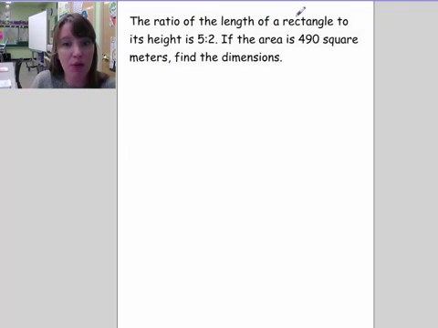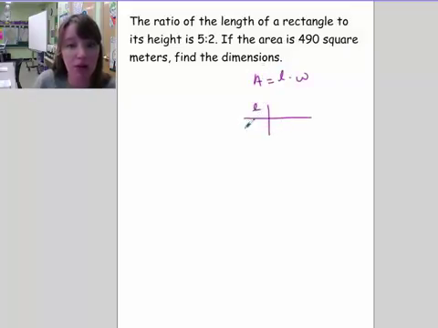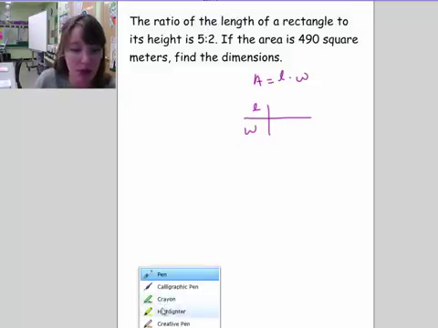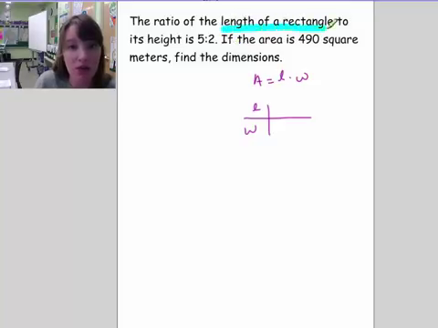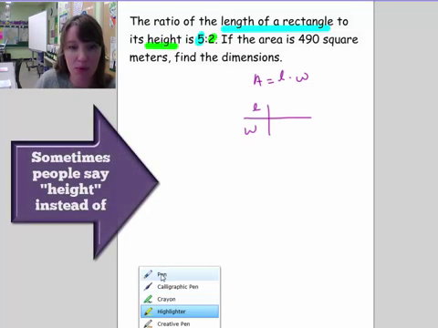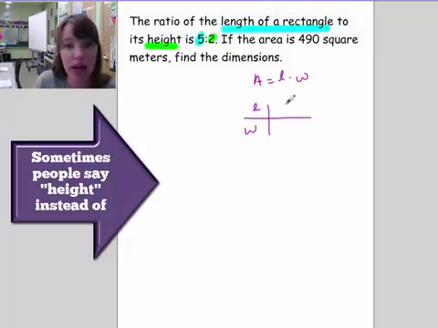The ratio of the length of a rectangle to its height is 5 to 2. If the area is 490 square meters, find the dimensions. Okay, so again, area is length times width. I'm looking for length and width here. If the ratio is 5 to 2, when they say a ratio, the thing that they mention first is going to be associated with the first number in the ratio. So the length of the rectangle is the 5, and the width, its height, is going to be 2. Okay, so if the length is 5x, then the width is going to be 2x.